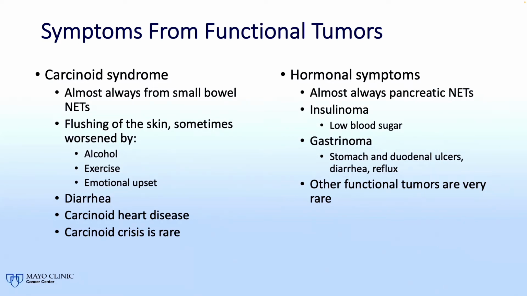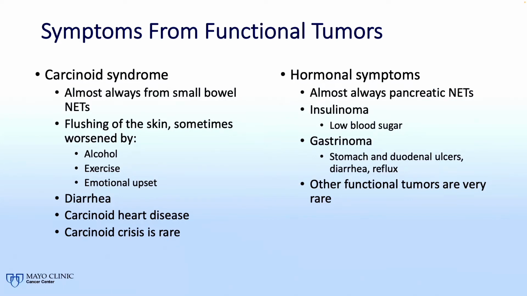And then we have the hormonal symptoms from the pancreatic NETs, so almost always pancreatic NETs, although lung NETs can do it too. Low blood sugars because of insulin production, stomach ulcers, and diarrhea because of production of a hormone called gastrin. A lot of people realize this is like reflux, stomach ulcers, but almost all of them have diarrhea as well. And that's very, very frequently overlooked. Some of them have no reflux, only diarrhea, and have a gastrinoma. I've seen that so many times.